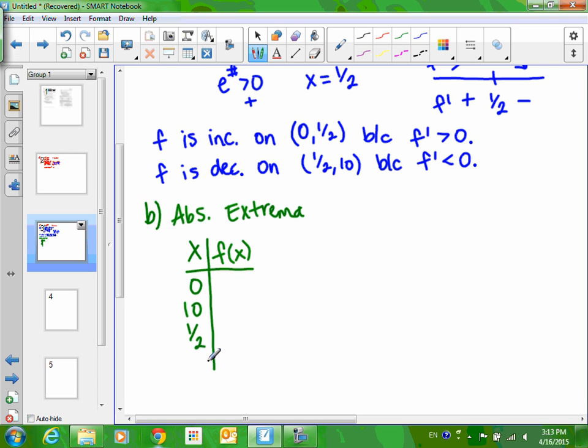Okay, we're using the original equation. We're not using f prime or f double prime. We're using the original equation because I'm trying to figure out what is the highest and lowest point on this graph. So what is f of 0? Well, using that original equation, it's going to be 0 times, well, I don't care, it's 0. As soon as you go 0 times, you got 0 there. What about f of 10?